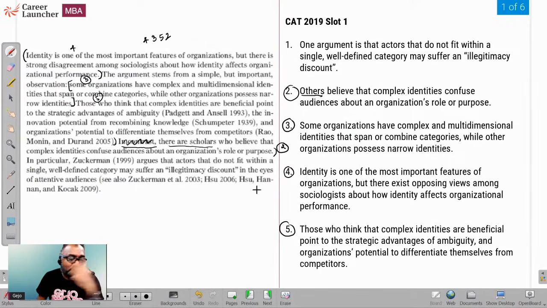But what is very interesting is, where is this odd sentence picked from? This is the odd sentence here. Where is that picked from? That is in fact picked from the very next sentence. In particular, Zuckerman argues that actors that do not fit within a single well-defined category may suffer an illegitimate discount. That is still part of that paragraph. It is the right next sentence. Complex identities confuse the audience, and one of the arguments is that actors do not fit in well in a category in the eyes of an attentive audience.